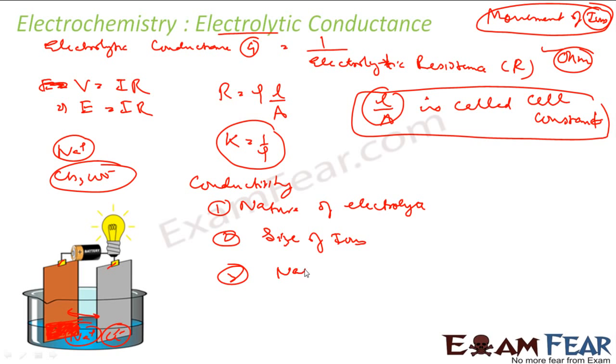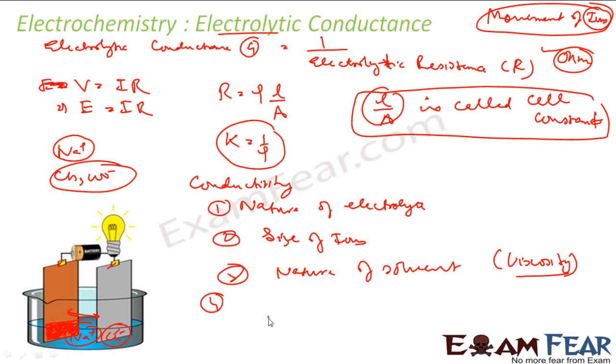Also, the nature of solvent. Why? I'll tell you. Because if the solvent is very viscous, very thick, it will obstruct the flow of ions, right? So the viscosity of the solvent also plays a role.